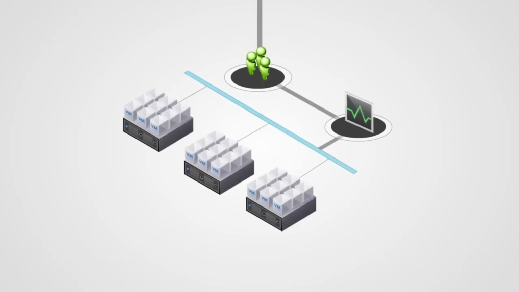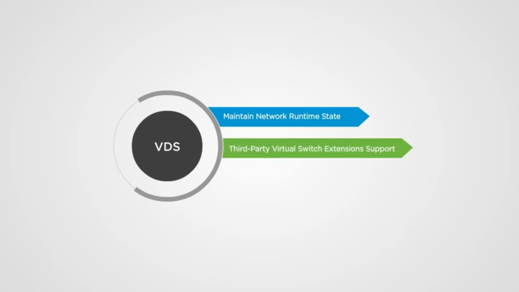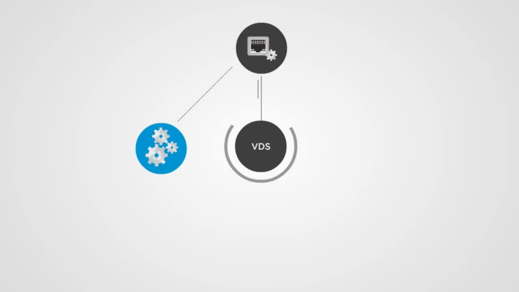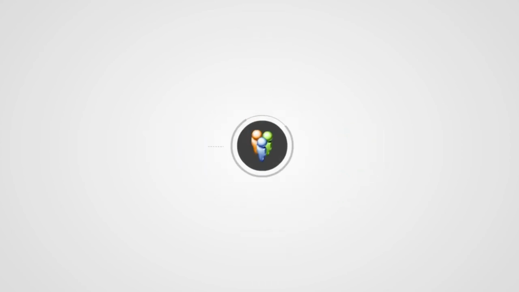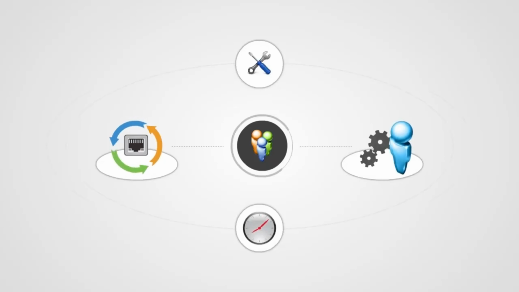VDS also supports advanced vSphere networking features, including maintaining network runtime state for virtual machines, support for third-party virtual switch extensions, and private VLAN support. VMware vSphere Distributed Switch helps businesses realize software-defined networking by delivering centralized provisioning, administration, and monitoring. It provides administrators with data center-level network aggregation and tight traffic management and control to streamline configuration and reduce operational efforts and overhead.